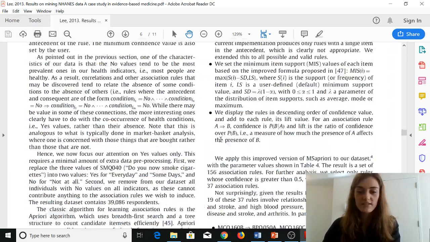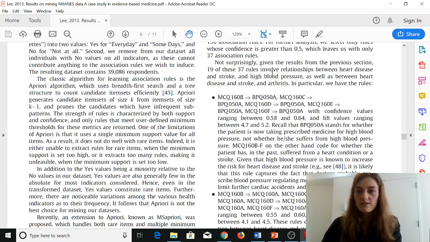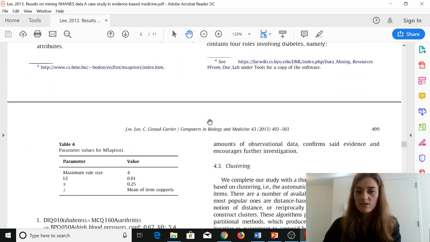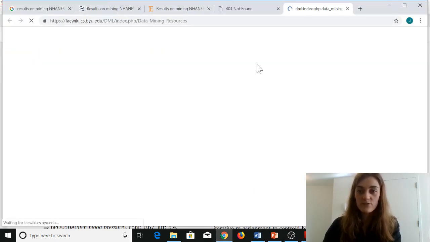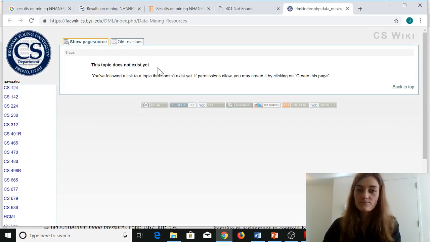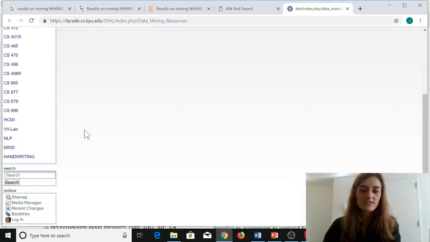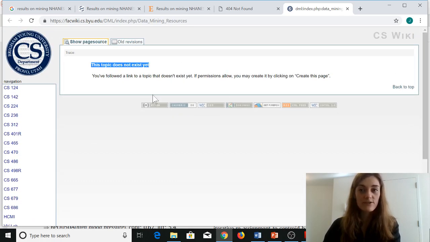They describe what they did, all of this, and then they start describing the results. And then finally, at the bottom here, right next to this website that we just went to where the link was broken, they also describe how they updated that algorithm. So if we click on this, we go to their university website, and we find that the topic doesn't exist. So that's unfortunate. We don't really have access to this MS a priori algorithm.